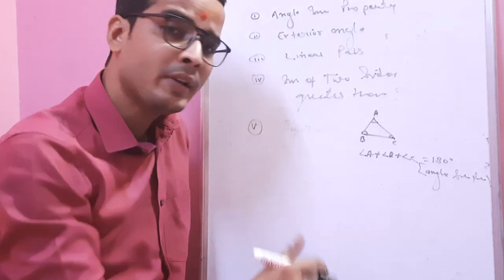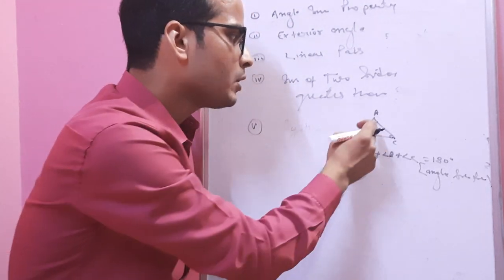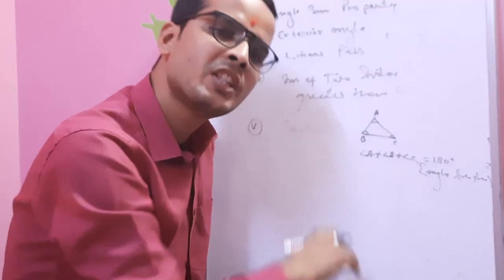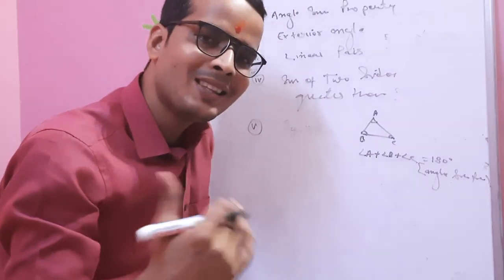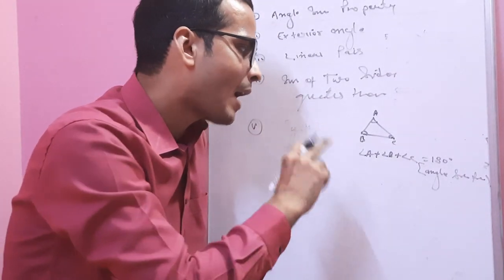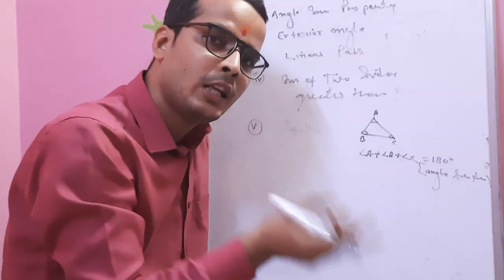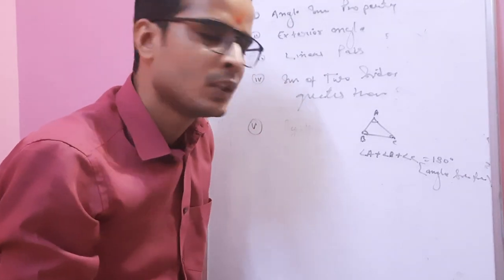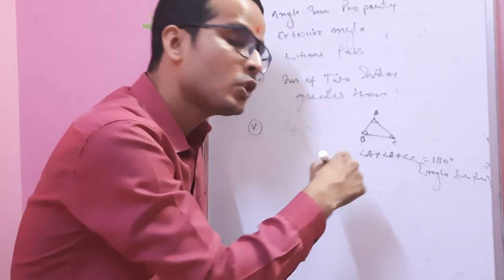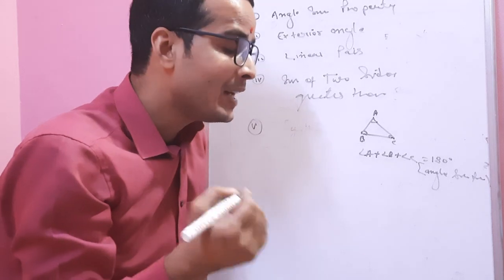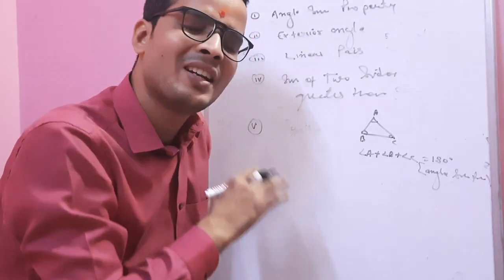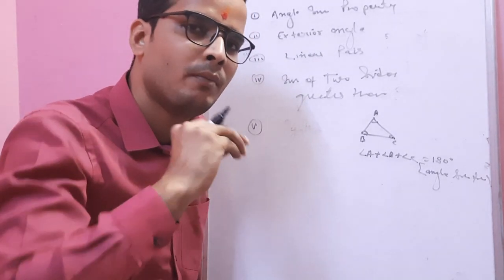Okay. How can you use this property? Like if suppose the values of two angles are given and you have to find the third angle, you can just add the 2 angles which are given, then subtract from 180 degrees. So you can get the third angle. So this is called angle sum property. It is very basic. If this kind of question comes, you can do it without much confusion.